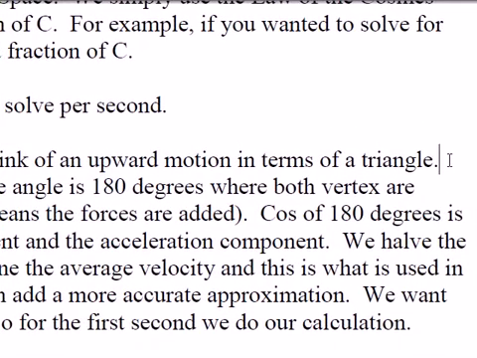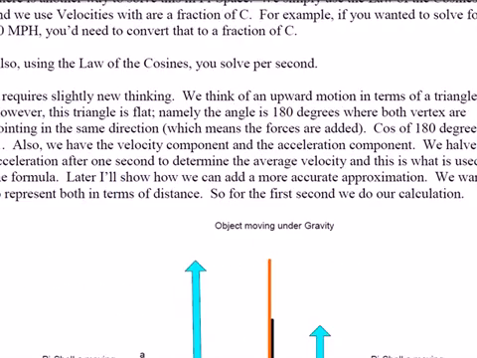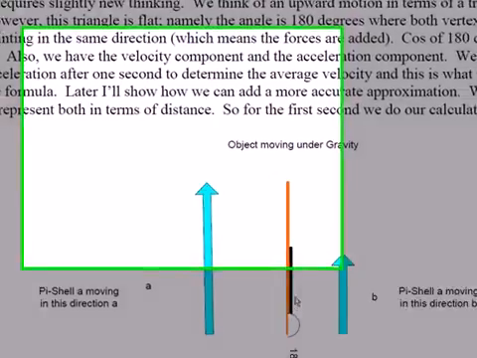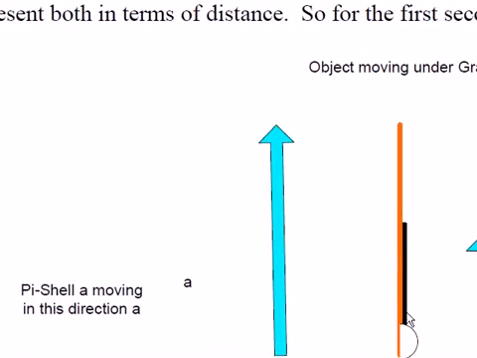Basically, what you have is a pi shell or an atom going straight up, straight up with regards to gravity. So those are like two vertices on a triangle, except that the triangle is flat, and the cos of 180 degrees is -1. So this is seen as a flat triangle, right?